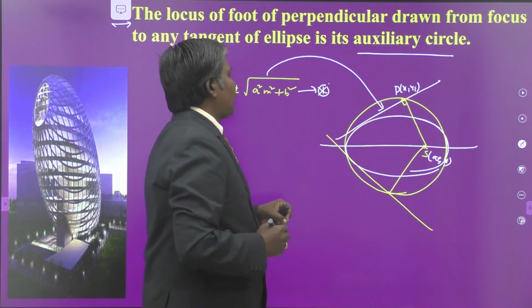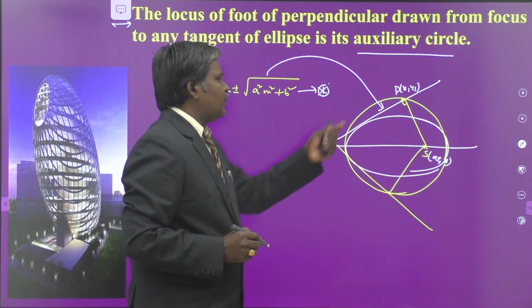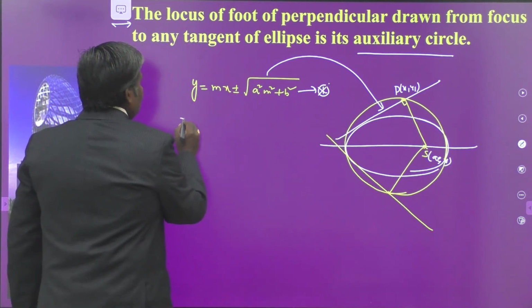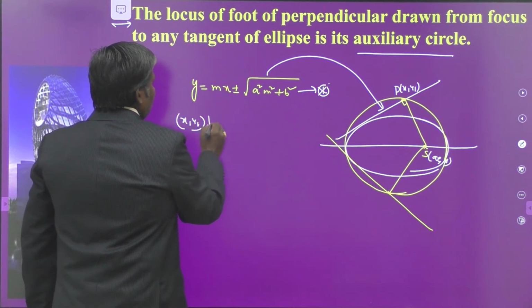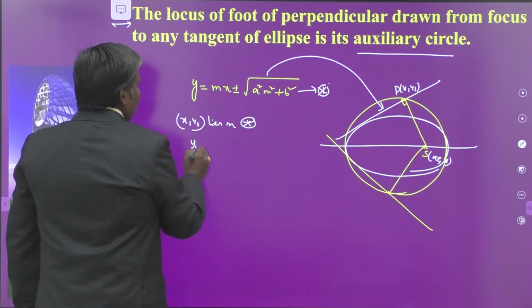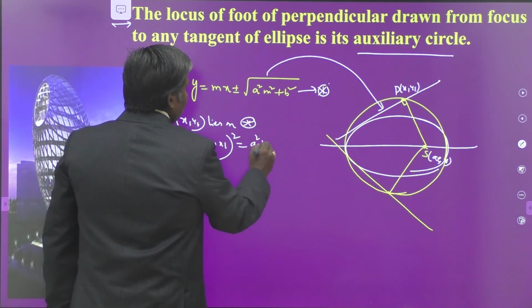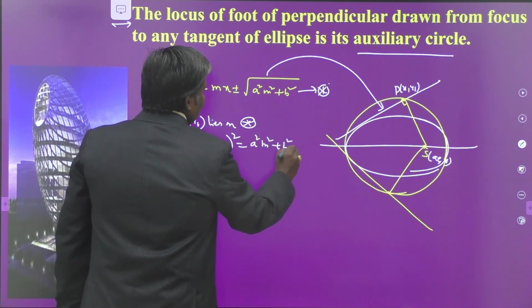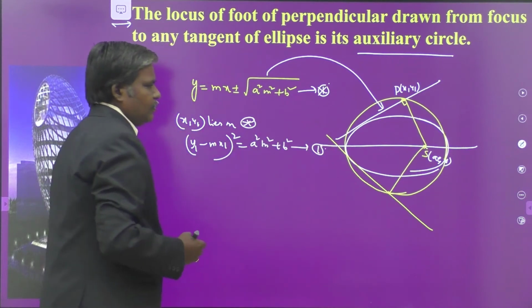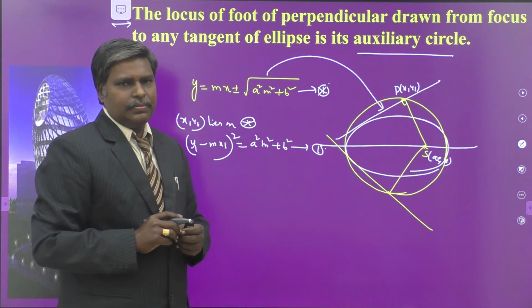When P is the foot of the perpendicular, does my foot lie on the tangent or not? My foot lies on your tangent. Clearly, (x1, y1) lies on the star, so (y1 minus m x1) whole square is equal to a square m square plus b square. This is equation number 1. The foot lies on the line. That is your first condition.